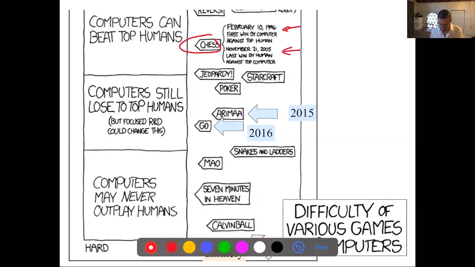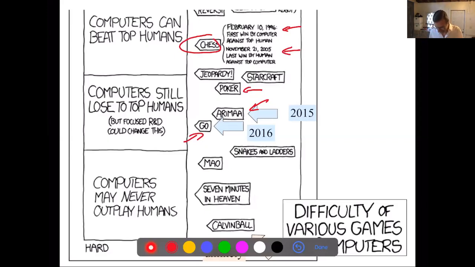Computers sometimes win and still sometimes lose in poker. Arimaa, I guess now computers still lose to top humans, but I'm assuming by this, maybe they'll win someday. Go, I'll talk more about that in the next slide. Computers have beaten humans at Go. And now I think we're at the point where this slide is outdated. I think computers can now consistently beat the world champion Go players.